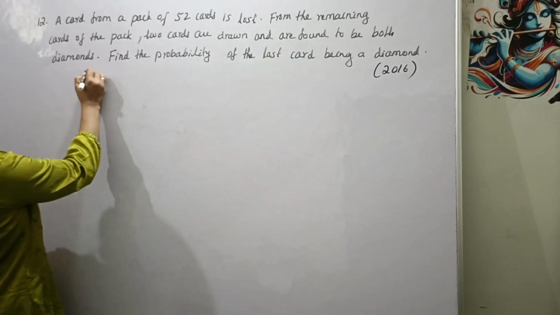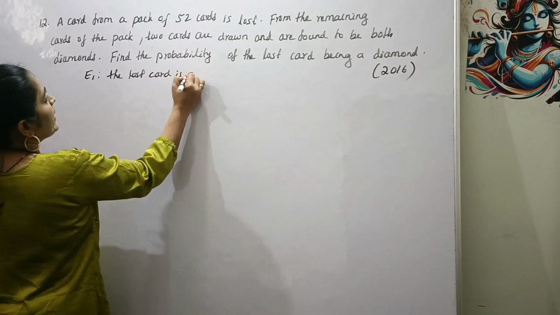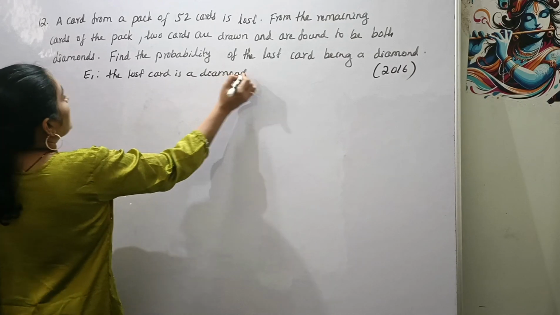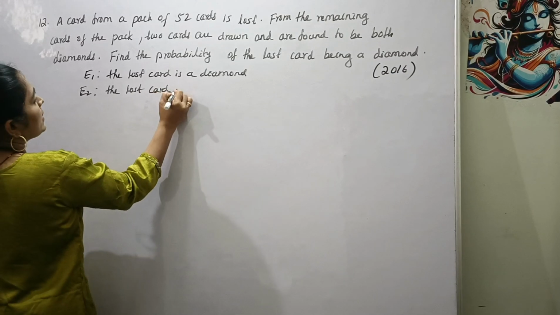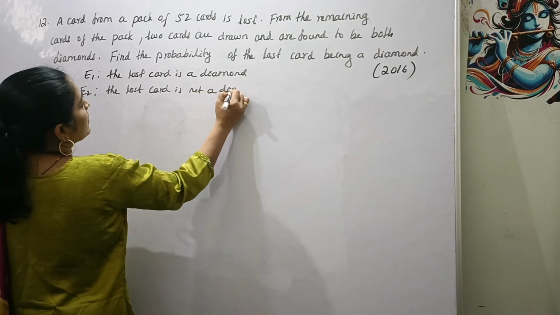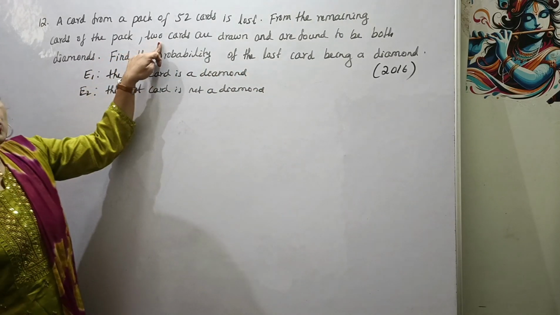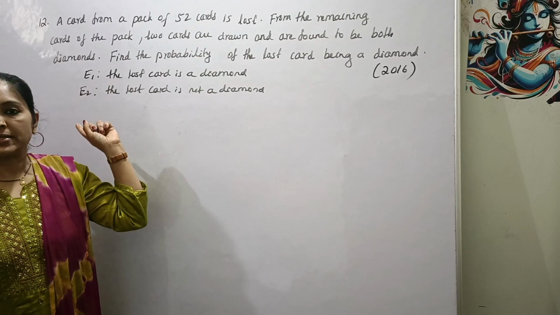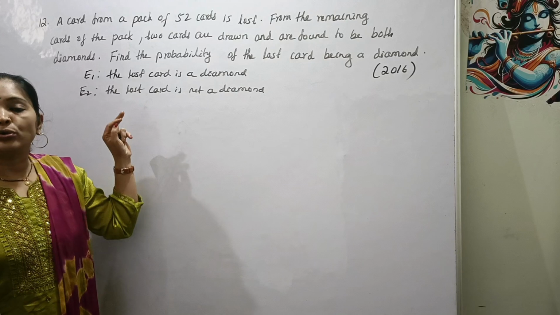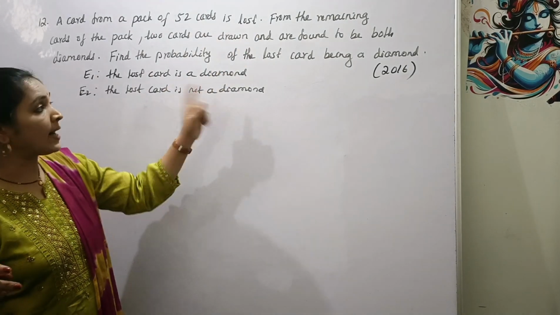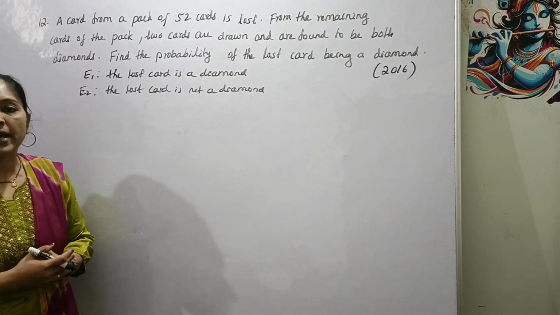So here, let E1 be the event that the lost card is a diamond, and E2 be the event that the lost card is not a diamond. After that, 2 cards are drawn from the remaining 51 cards. One card is lost, therefore there are 51 cards, and we have drawn 2 cards from the remaining 51 cards, and both cards are found to be diamonds.